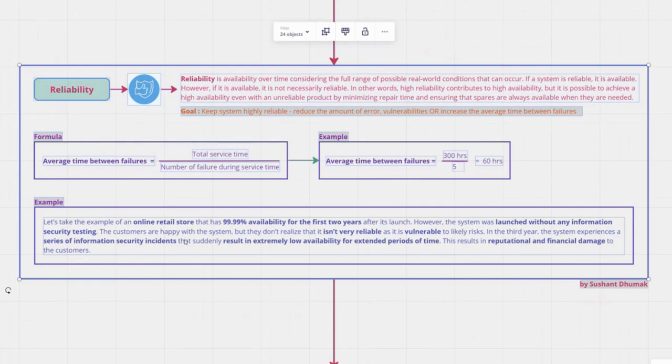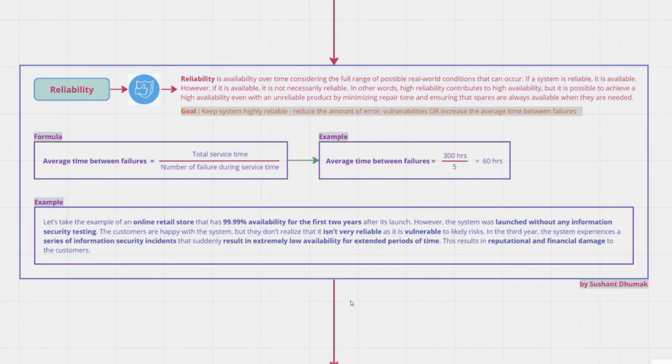The users were happy, everything was going good, they were able to buy and sell things, but they didn't realize that it is unreliable, because there are some security issues with user information or credit card information. And what happened in the third year? The system started failing or went down because of this security incident. For example, some users' credit card information got leaked, whether it is user information or credit card information.